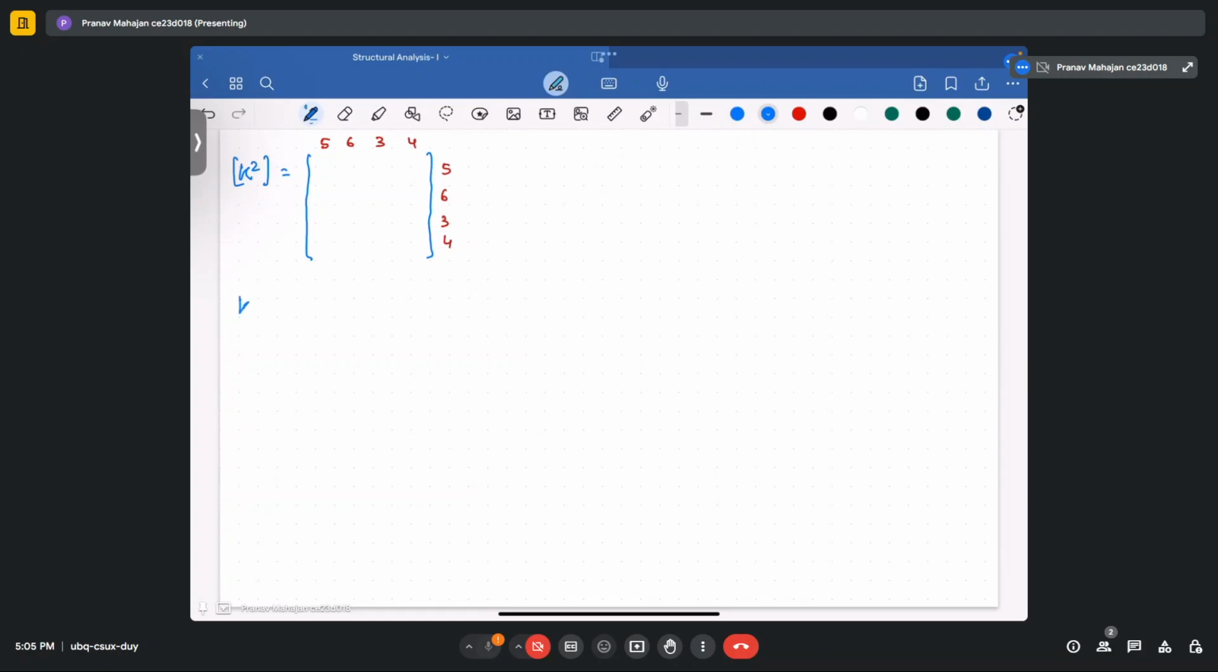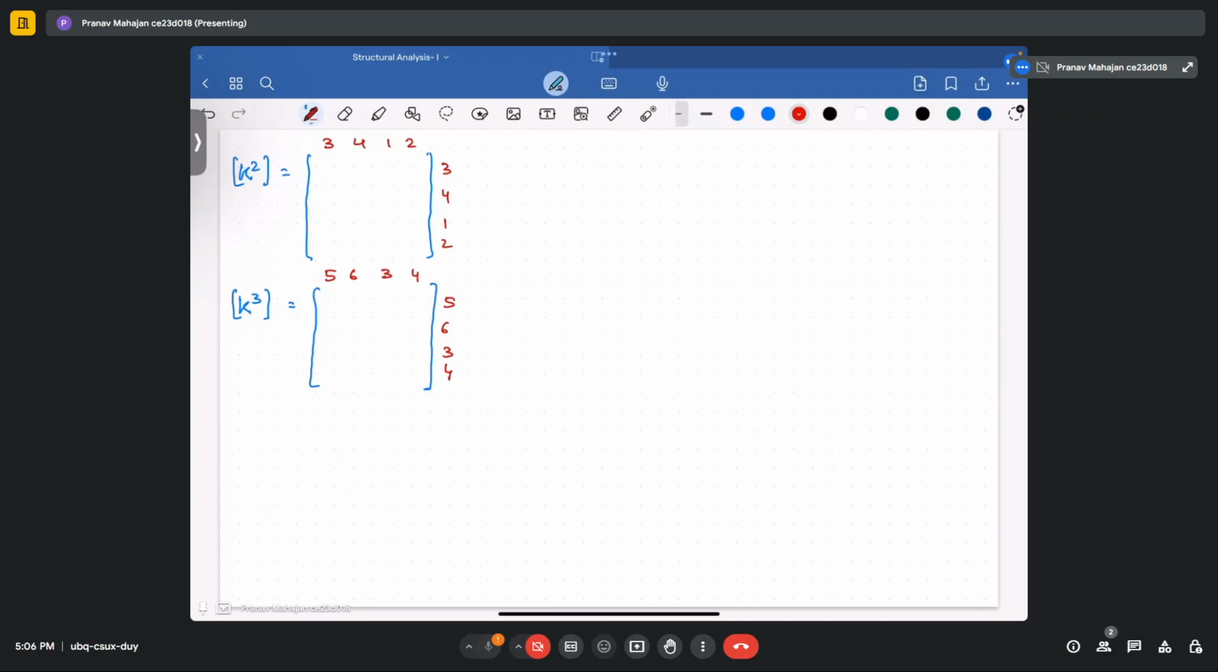Similarly for K3, it would be, oh sorry, I have written this for K3. So this is 5 6 3 4, 5 6 3 4. For K2, it would be 3 4 1 2 and 3 4 1 2.